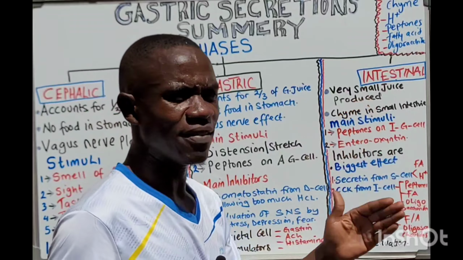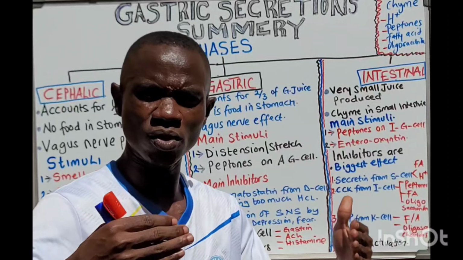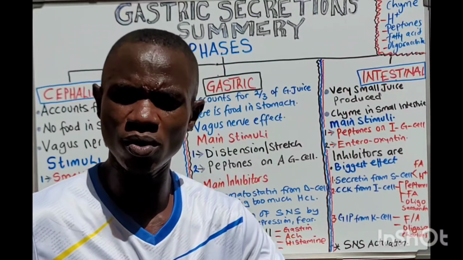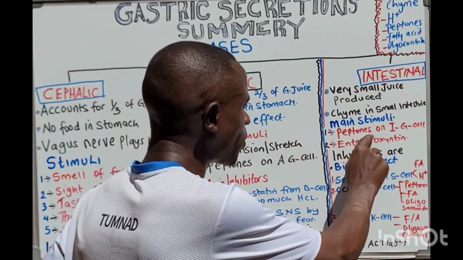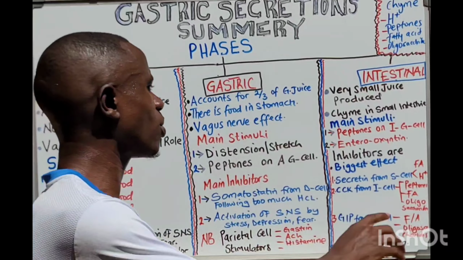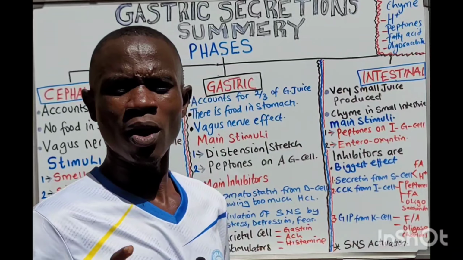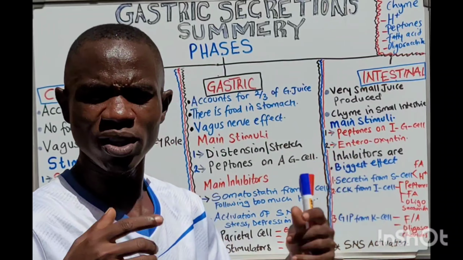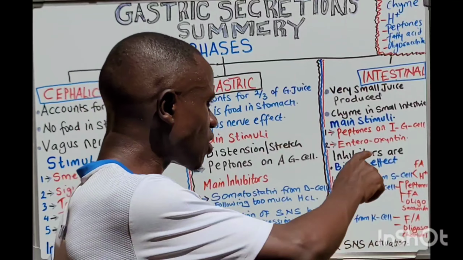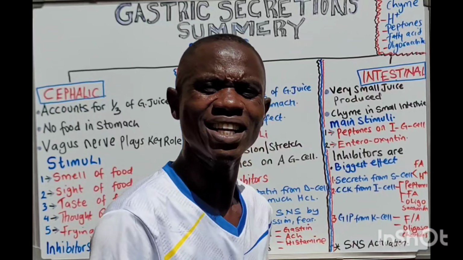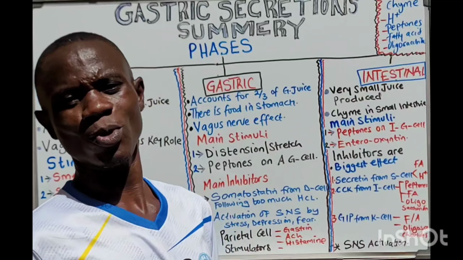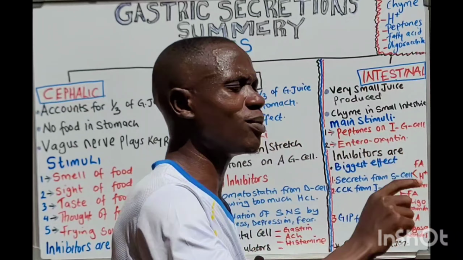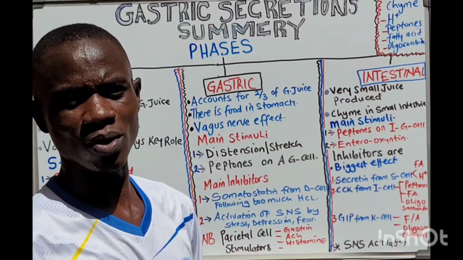So now we have chyme with a lot of different substances I've just talked about. They stimulate a lot of different cells within the mucosa of the small intestine. Now, we have these peptones. These peptones act on the intestinal G cell. When peptones act on the intestinal G cell, it leads to the production of gastrin. Gastrin is a hormone which flows into the blood, and then goes and stimulates the parietal cell to produce hydrochloric acid. So the peptones' effect on the intestinal G cell is one of the main stimuli of gastric secretion during the intestinal phase.